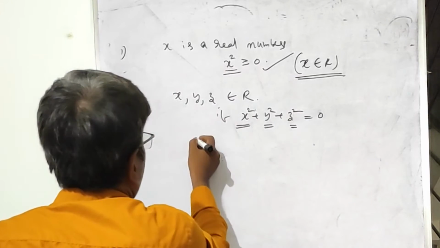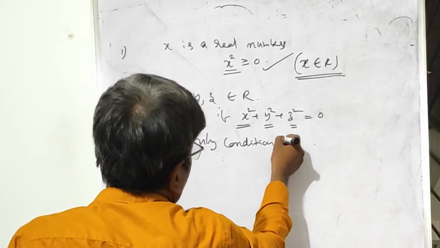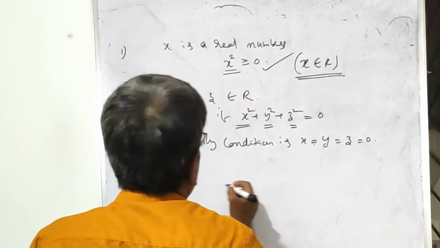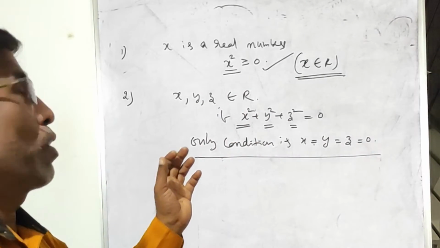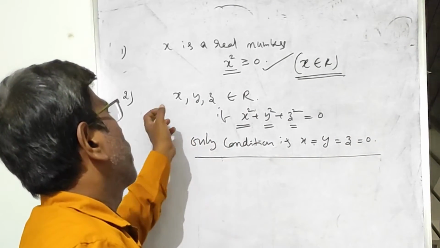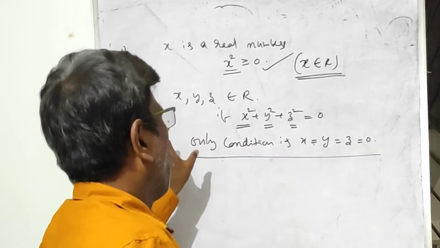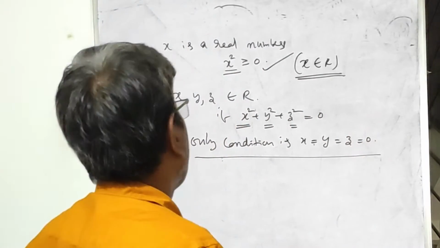Only condition is x equals y equals z equals 0. This is a very, very important formula in competitive exams, asked so many times. If x, y, z are real numbers and x square plus y square plus z square is 0, the only condition is x equals y equals z equals 0.